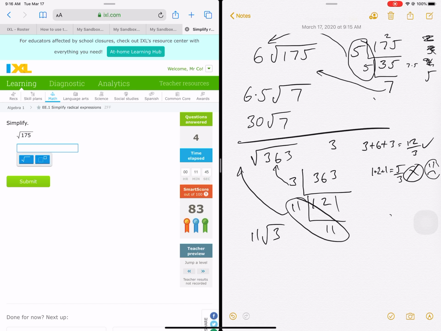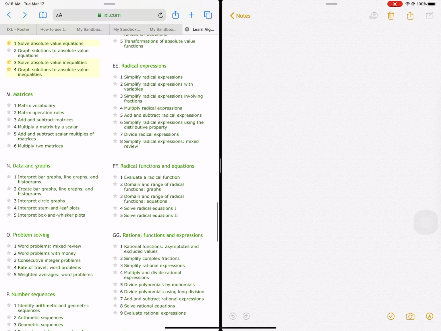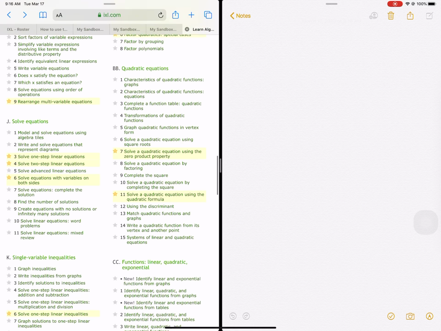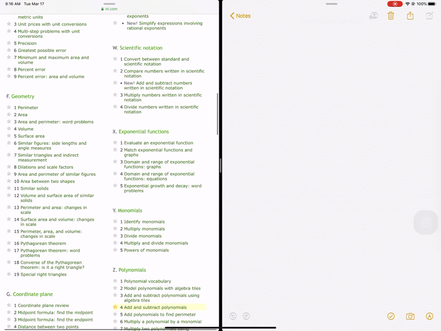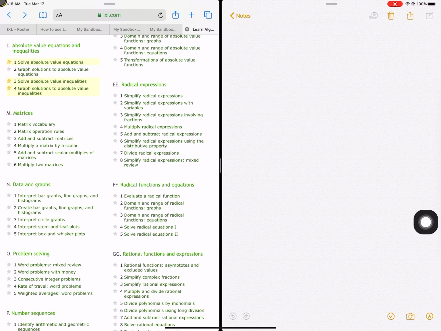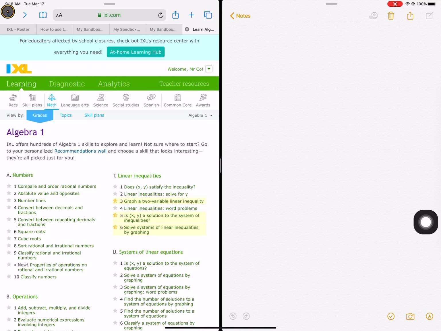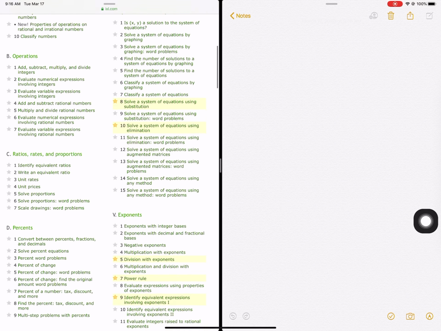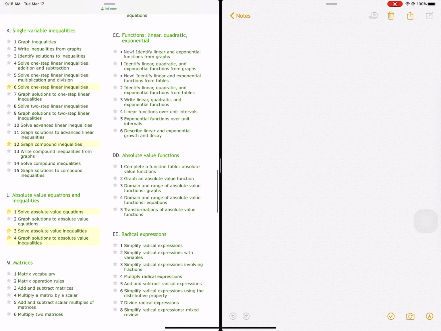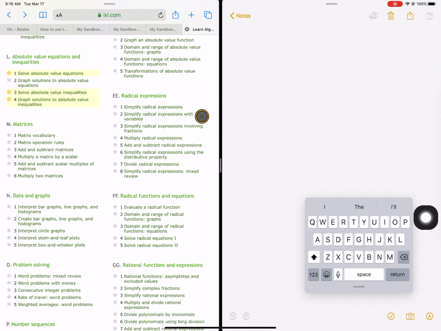Excellent. Great job. Okay. So you can always pause these videos if you are ever stuck or if you want to go back. So let's go through the next one we have here. We're going to be simplifying radical expressions with variables. Okay, let's go.